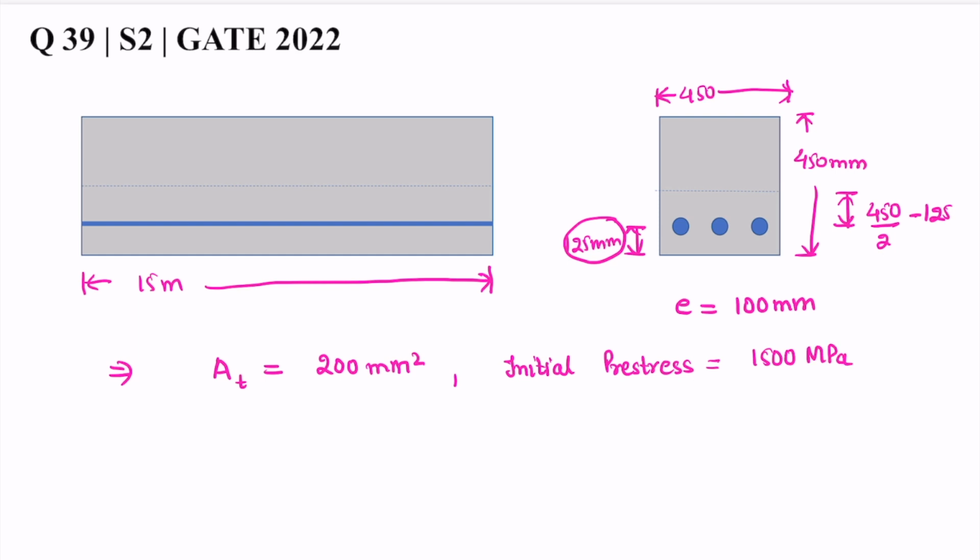So, we can calculate the force in each tendon. So, force in each tendon will be area of each tendon multiplied by the initial pre-stress. The value of P, that is force in each tendon, will be 1500 Newton per mm square multiplied by 200 mm square. This value will be in Newton. So, if you want to convert it into kilonewton, we will divide it by 1000. So, the value of pre-stress force will be 300 kilonewton.